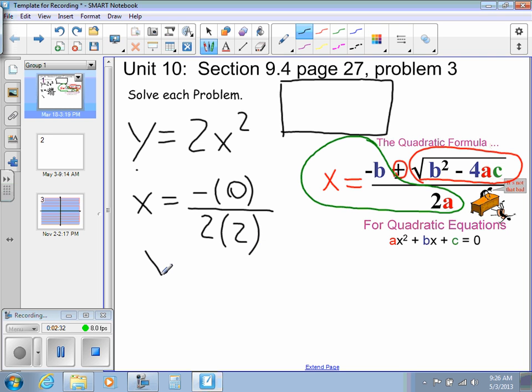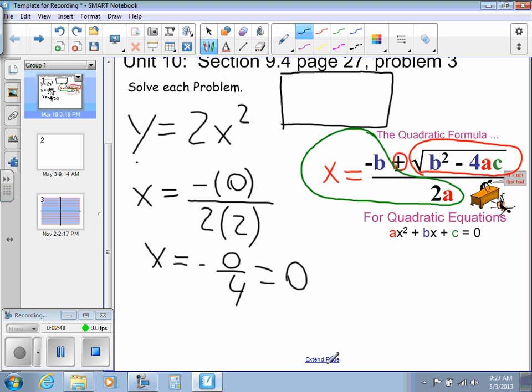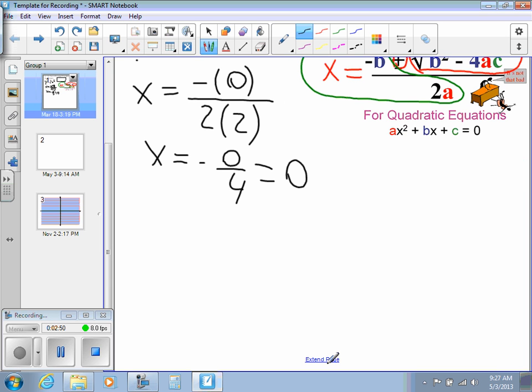So now we have x equals negative 0 over 4, which of course just equals 0. So the equation of our line of symmetry is x equals 0. Now, as I mentioned, our vertex lies on this line of symmetry.